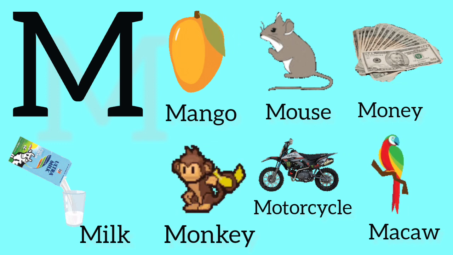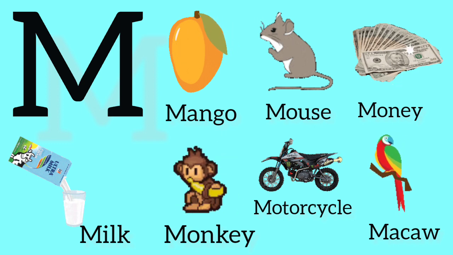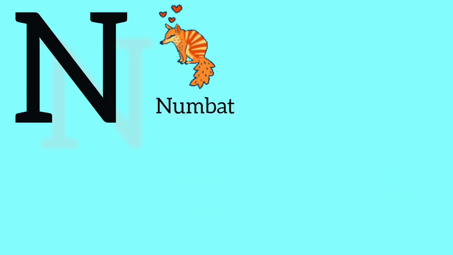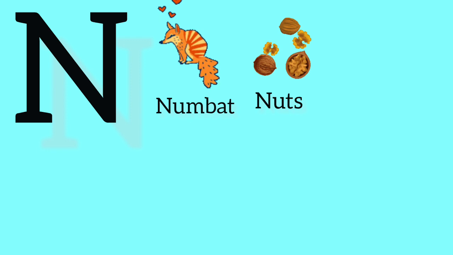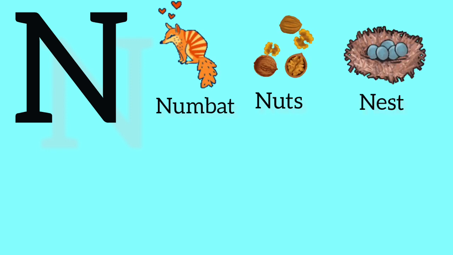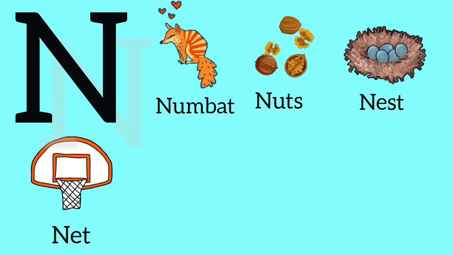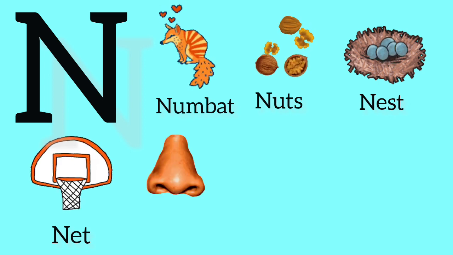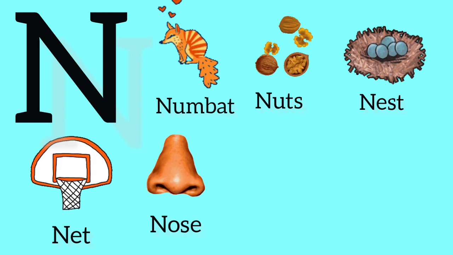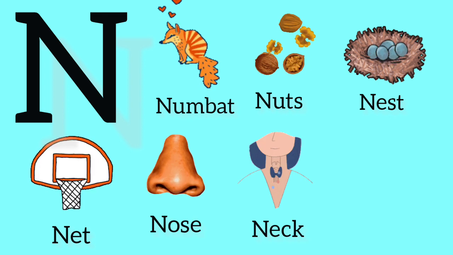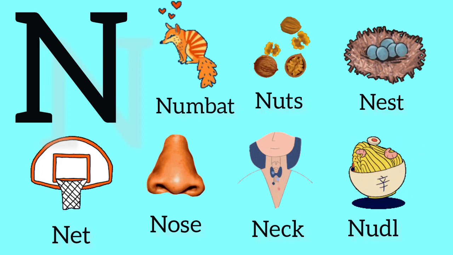N. N is for number. N is for nut. N is for nest. N is for net. N is for nose. N is for neck. N is for noodle.